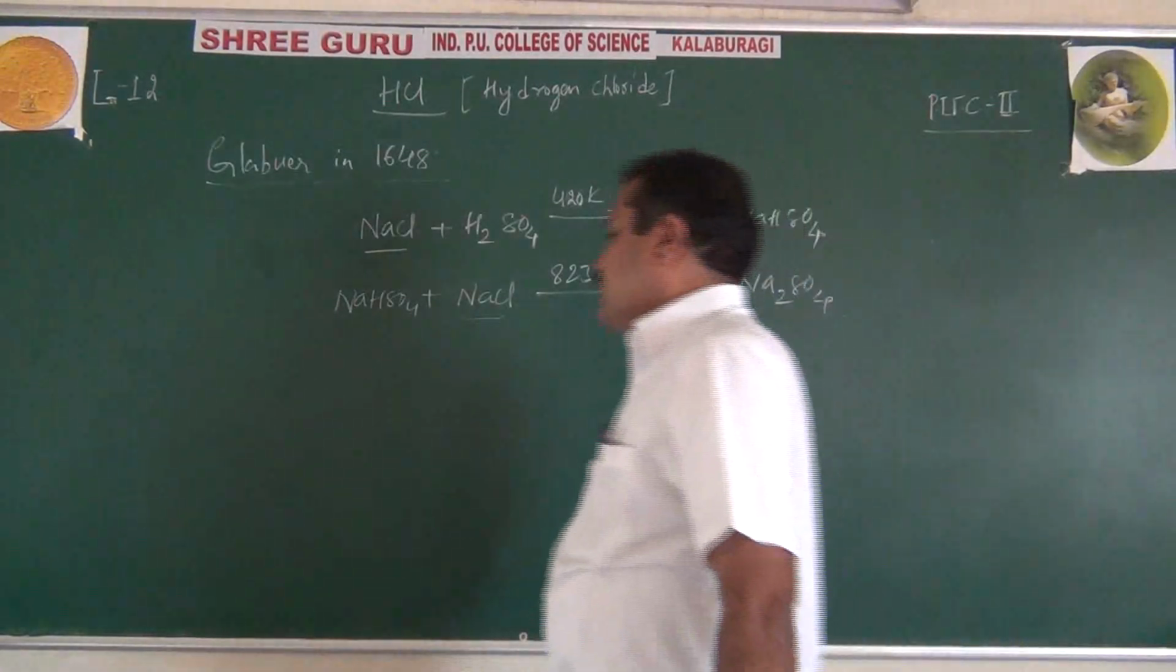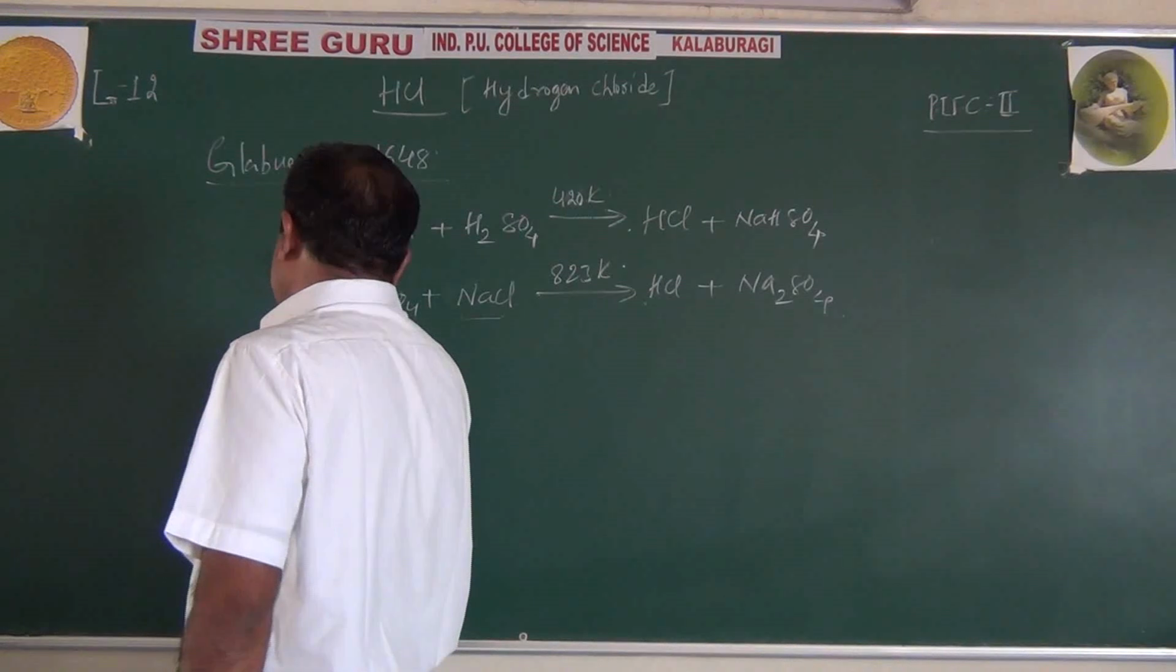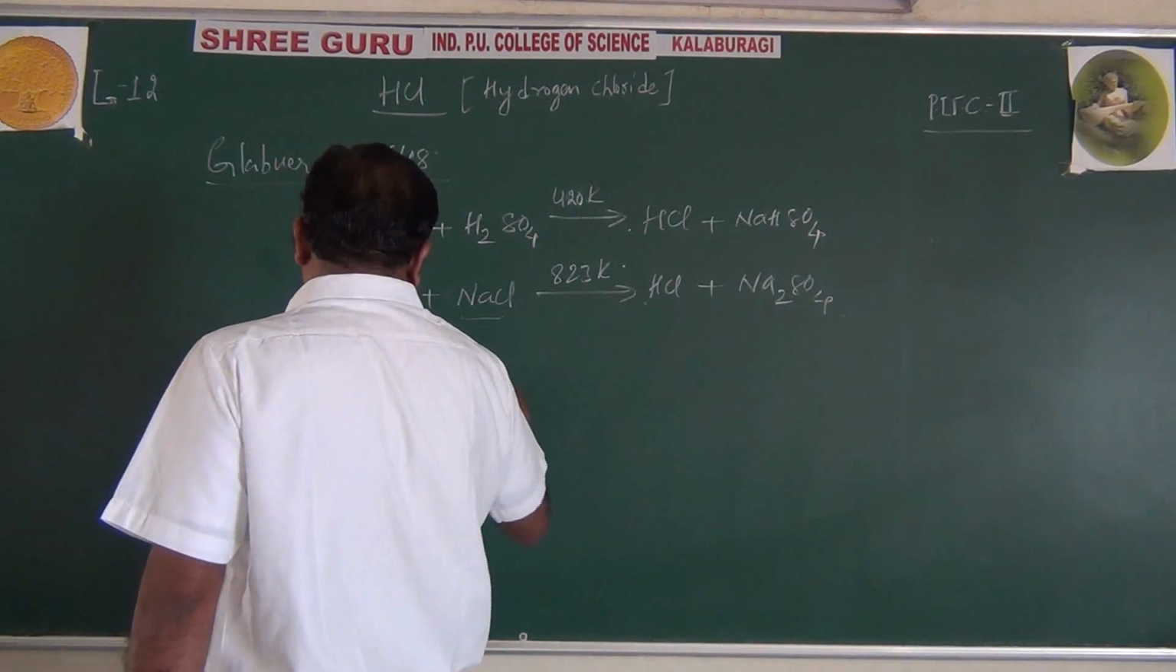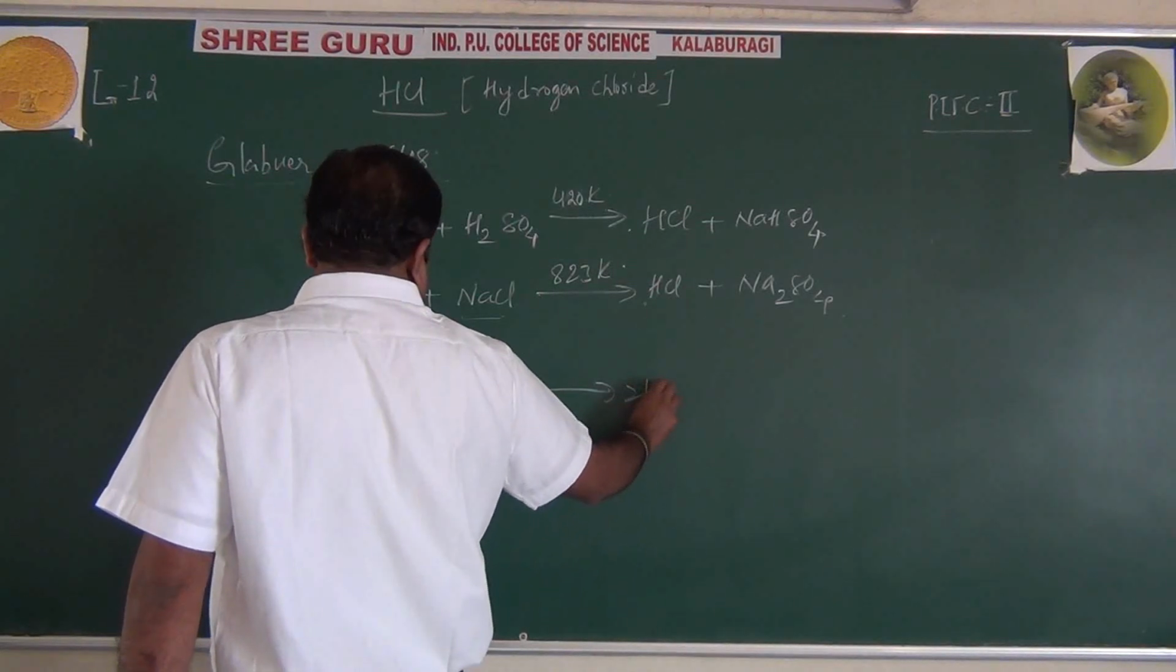but it can also be prepared by combining hydrogen and chlorine. That was done by Davy, in the year 1810. It can also be prepared by the combination of hydrogen and chlorine, that is H2 plus Cl2 gives 2HCl.